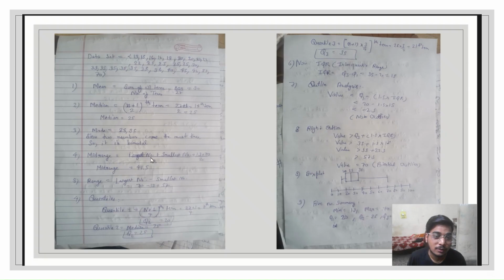Mid-range: we use the formula largest number plus smallest number divided by 2, which gives us a mid-range of 41.5. We can calculate the range using the formula largest number minus smallest number, so we get 57 as our range. Now we have to draw the box plot. For that we will find the quantiles.